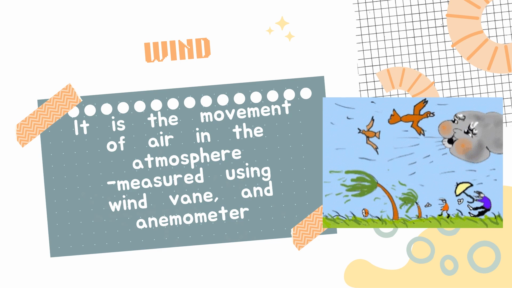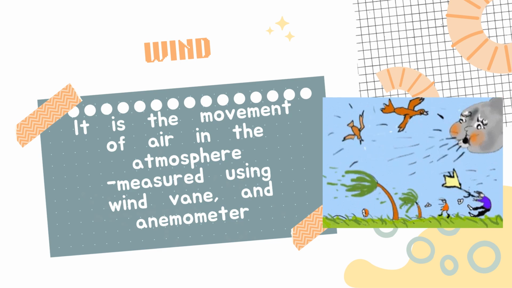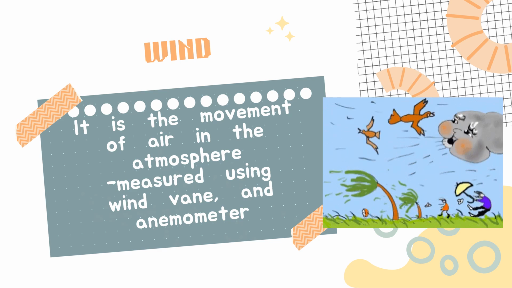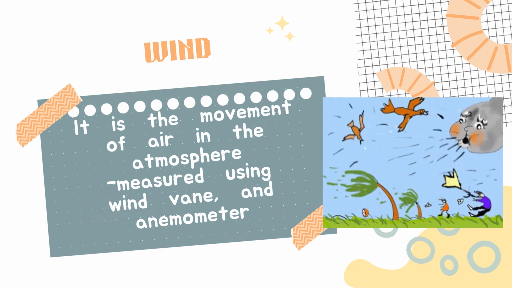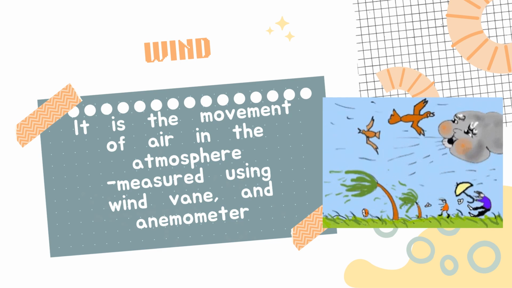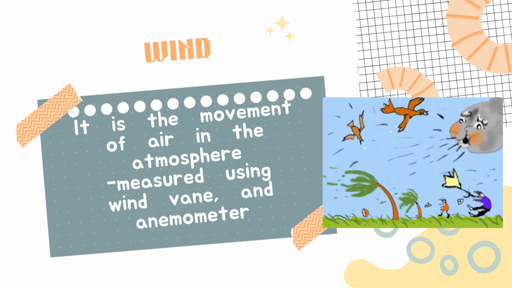The second factor is the wind. Wind refers to the movement of air in the atmosphere. Air is different from wind. When we say air, it is the mixture of gases in the atmosphere, while wind is pertaining to the movement of air in the atmosphere. We can measure wind using two instruments. The first one is wind vane and the second one is anemometer.